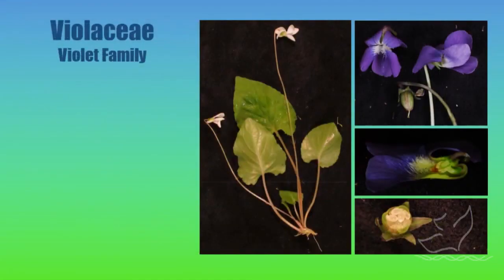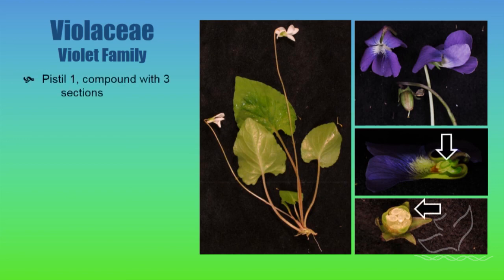Next family is the Violaceae, the violets. These are very attractive flowers. In them there is a single compound pistil with 3 sections. And as you can see in the developing fruit that's been sliced open, there are 3 sections but only 1 chamber. But you see that the ovules are sort of divided into 3 areas of that single chamber.